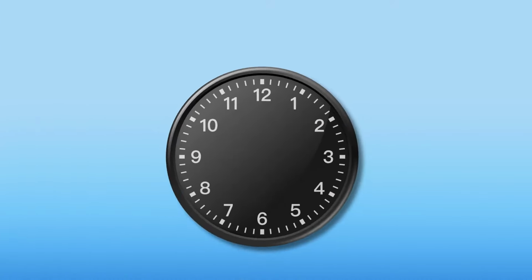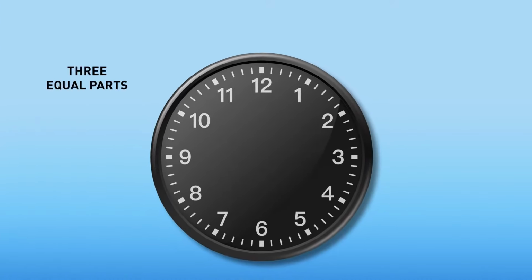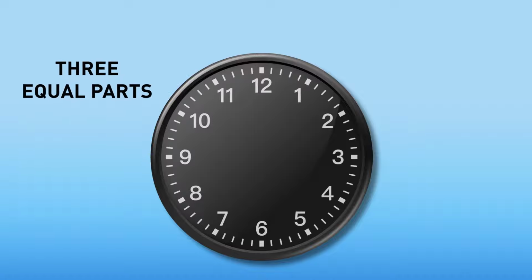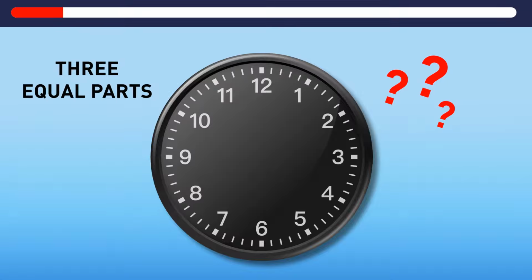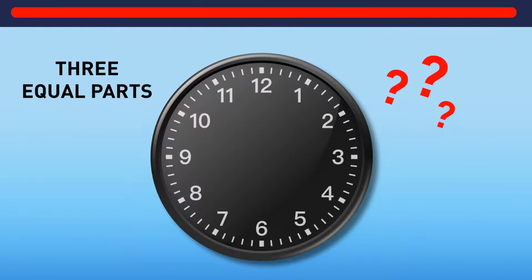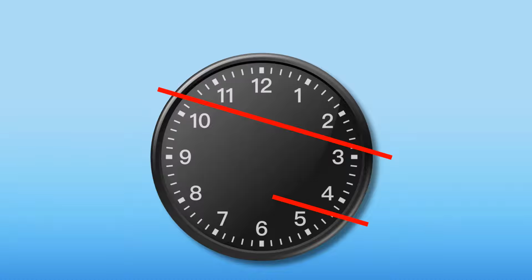Look at this clock face. You need to divide it into 3 equal parts so that the sum of numbers inside these parts is the same. You can use no more than 2 lines. That's the way to go. The total of each part is 26.